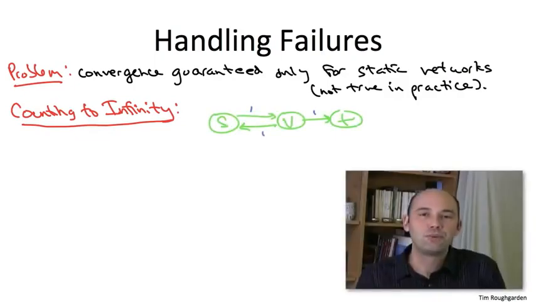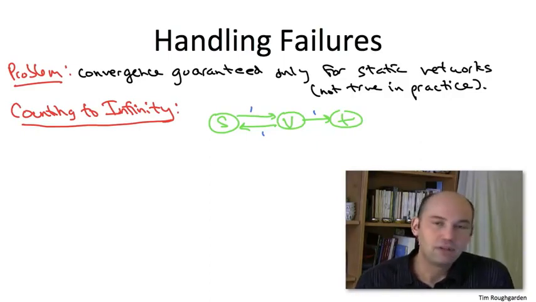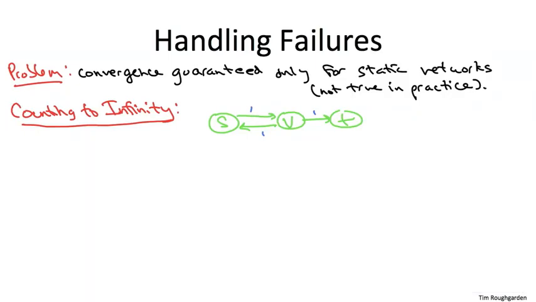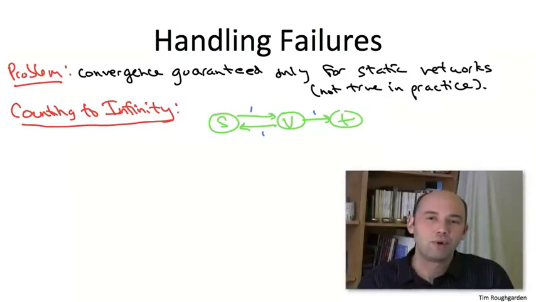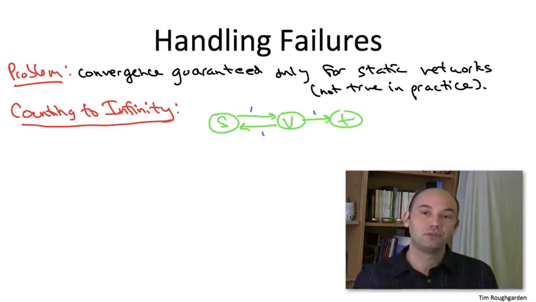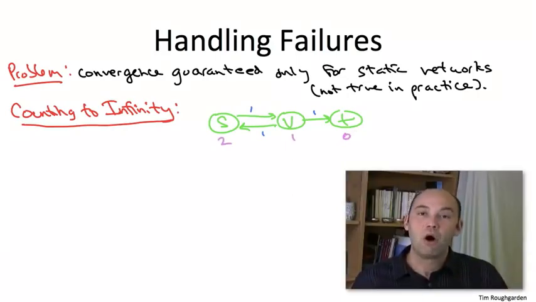So imagine we just have a super simple network, vertices S, V, and T, bidirected arcs between S and V, and an arc from V to T. Everything has unit cost, and we're doing routing to the destination T. If you want a more realistic example, think about the arcs between S and V as standing in for longer paths that have multiple hops. In any case, let's imagine that we successfully computed shortest paths on this basic network. So the distance from T to itself is 0, from V to T is 1, and from S to T is 2. Now again, the issue is that links are failing all the time in the internet.